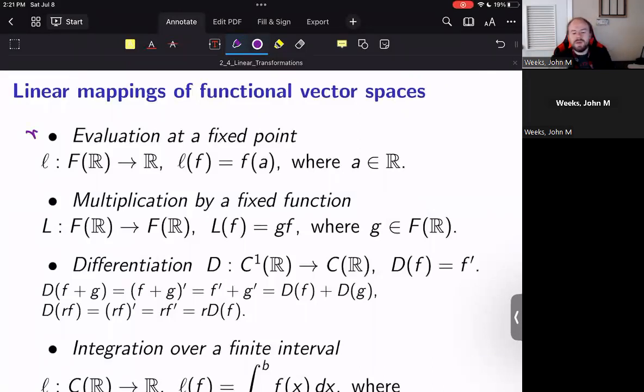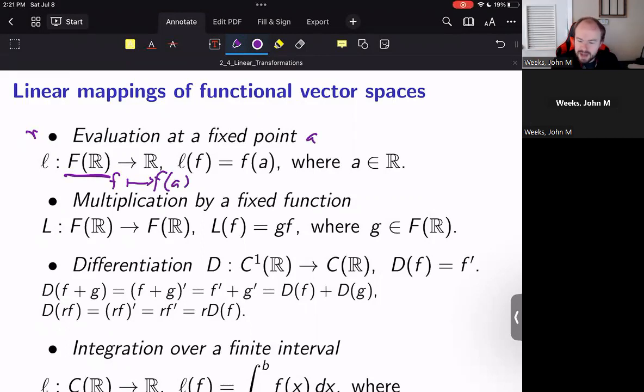Starting right up here, we have evaluation at a fixed point is a linear operator. We're now looking at functionals, or linear mappings, where we're starting from the space of some sort of functions, like maybe some subspace of the function space F of R. We can do this in general for the entire function space F of R. We can evaluate at a fixed point. So F of R going into R, the way that this works is you plug in a function f, and what you get out of it, once you plug in L, is the function at a fixed point a.